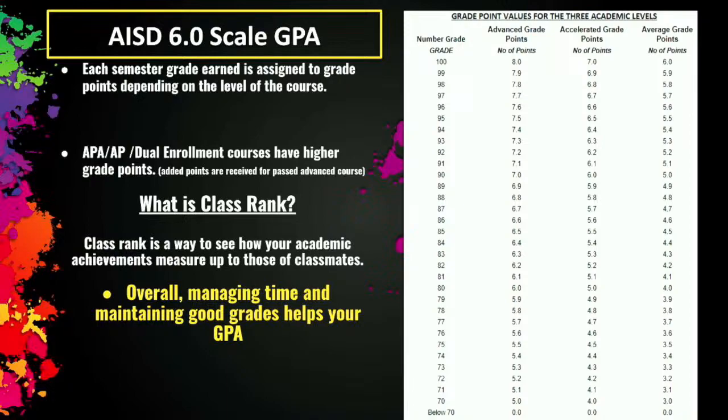So remember, APA and AP and dual enrollment courses have higher grade points. So GPA, why are we even talking about that in this sense? That's because GPA is what guides our class rank. Class rank is a way to see how your academic achievements measure up with those of your classmates. The overall gist of this is for students to manage their time well and maintain good grades. That will overall help GPA, whether they're taking regular on-level, APA or AP courses. We want your students to make sure that they are taking courses that they are interested in and that are the appropriate level for their success.